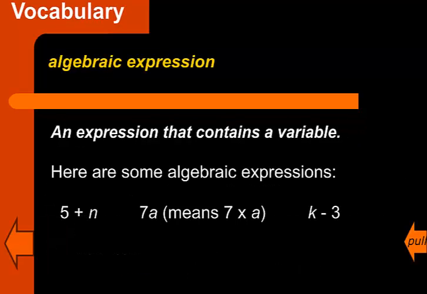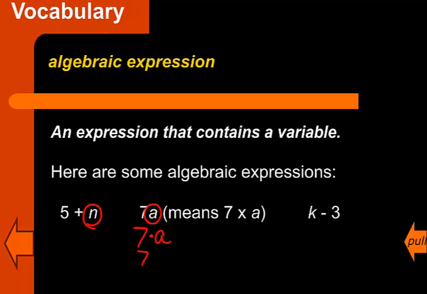The next vocabulary word is algebraic expression. This is an expression that contains a variable. The variable, remember, is the letter that represents a number. Here are some algebraic expressions. 5 plus n. N is our variable. 7a. A is the variable. And remember, that means 7 times a.